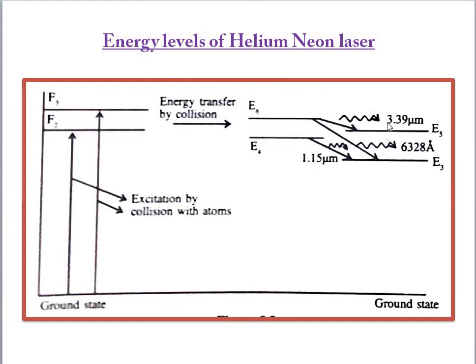Here, by emitting radiation of 3.39 micrometer, it is excited into E5, and by emitting the radiation of 6328 angstrom, it reaches the level E3. So here also radiation is emitted and this produces a laser. This is another production. This transition also produces a laser beam of 1.15 micrometer. So these are the working principles of a helium neon laser. Thank you.